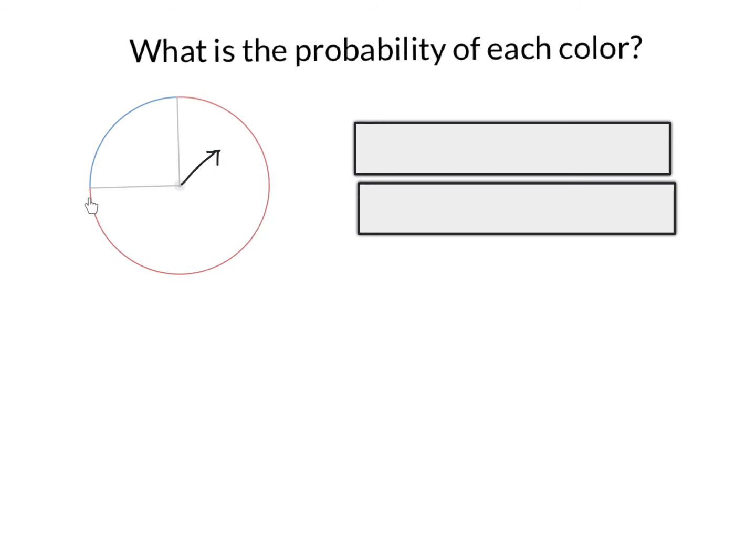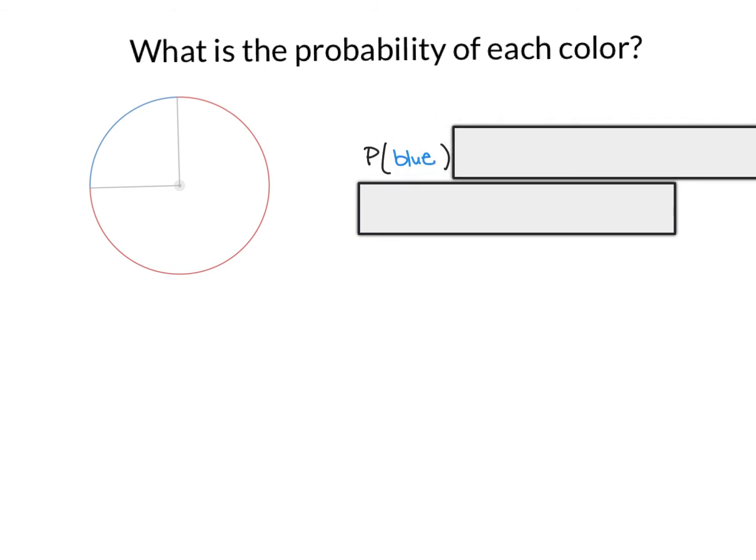This whole big section here is red, whereas this section over here would be blue. So right now, we've got a red. If it landed like this, then you'd get a blue. So the question is just, what is the probability of each color?